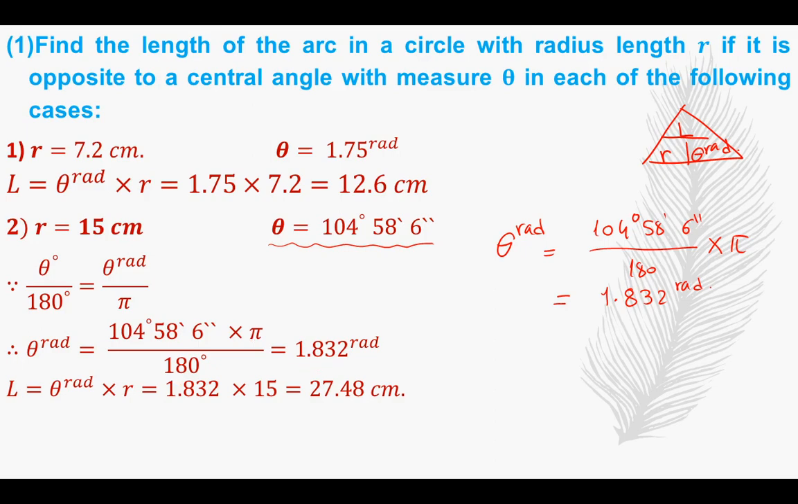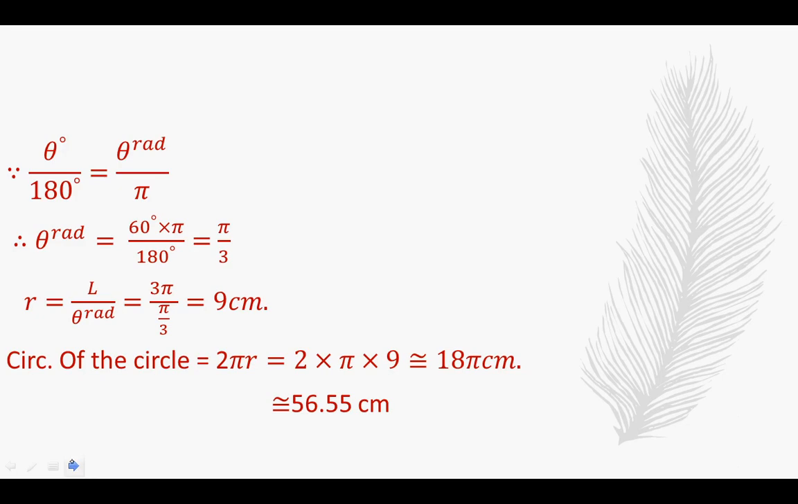By using your calculator, the result will be 1.832 radian. And to find the length of the arc, it equals theta radian multiplied by r. We have theta radian 1.832 multiplied by the radius length, which equals 15, and the answer will be 27.48 centimeters. Okay, let's go to another example.